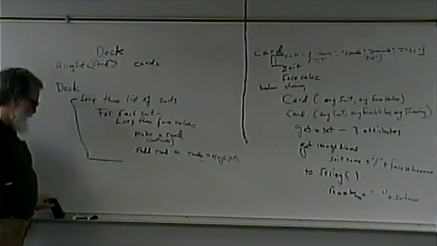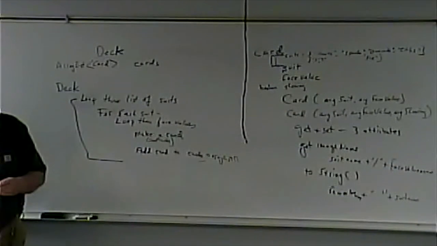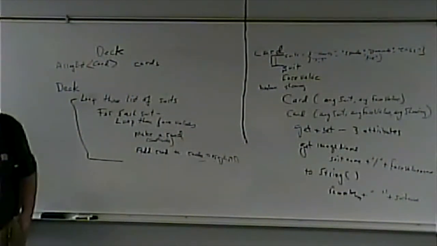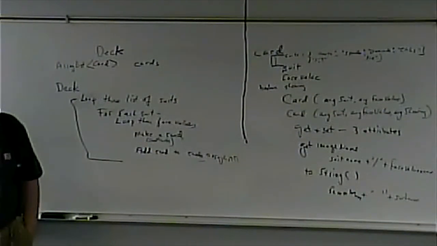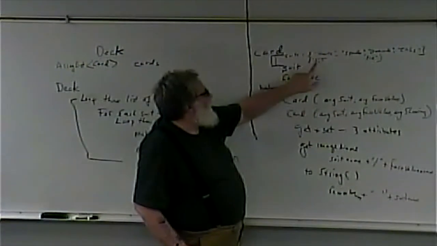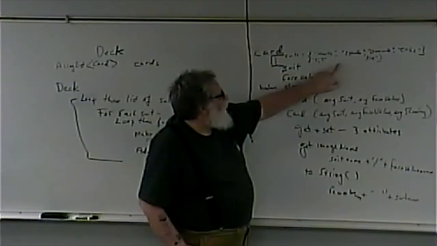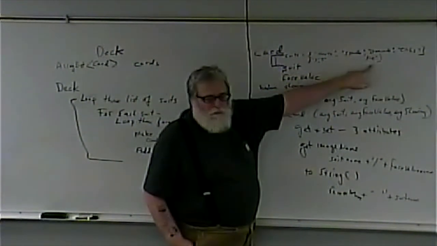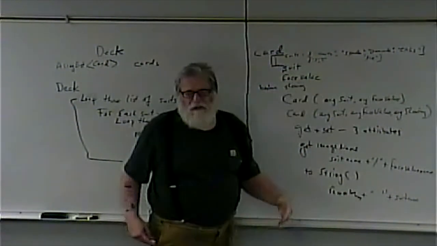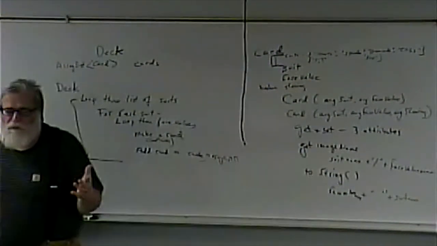So that's a constructor. That's how I make a deck of cards. Now, if I do that, the cards are going to be in order, right? I'm going to have the two of hearts, three of hearts, four of hearts, five of hearts, six of hearts, seven of hearts, all the way through ace of hearts. Then I'm going to have the two of spades, three of spades, four of spades. Well, that's not a very good card game to play.